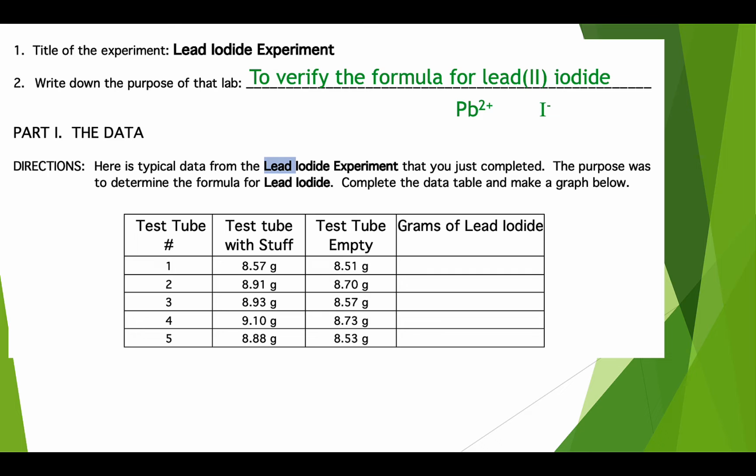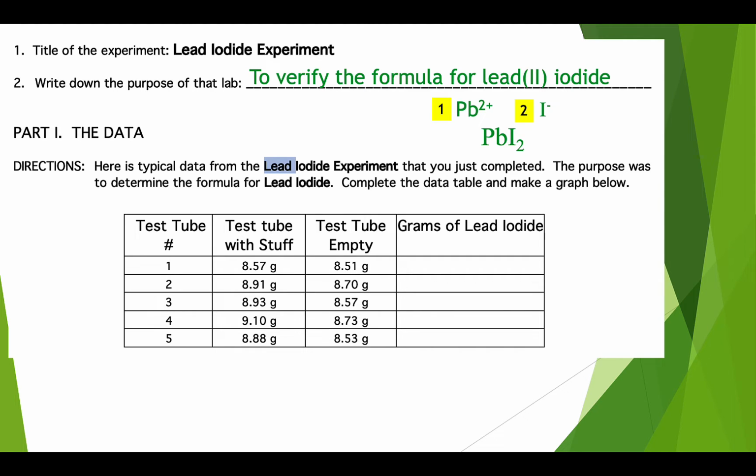To get a neutral ionic substance, we would need 1 lead 2+ ion and 2 I- ions, which would give us a formula of PbI2. But back in the day, before scientists knew about atoms, and definitely before scientists knew about ions, they were able to determine formulas of compounds. They did it in a very similar way to how we did it in the lab.